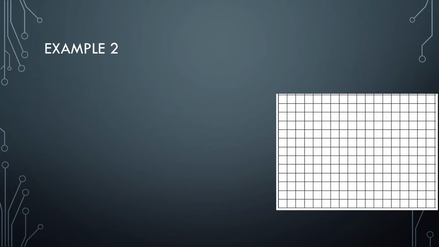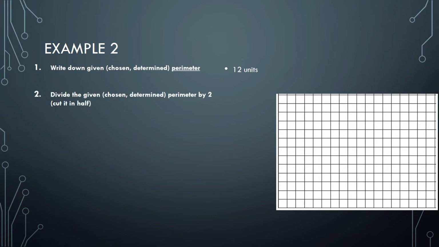For our second example, we're going to write down the given perimeter, and this time we're going to use 12. Our second step is to divide that given perimeter by 2. We're going to cut it in half. So we have 12 divided by 2 is 6.